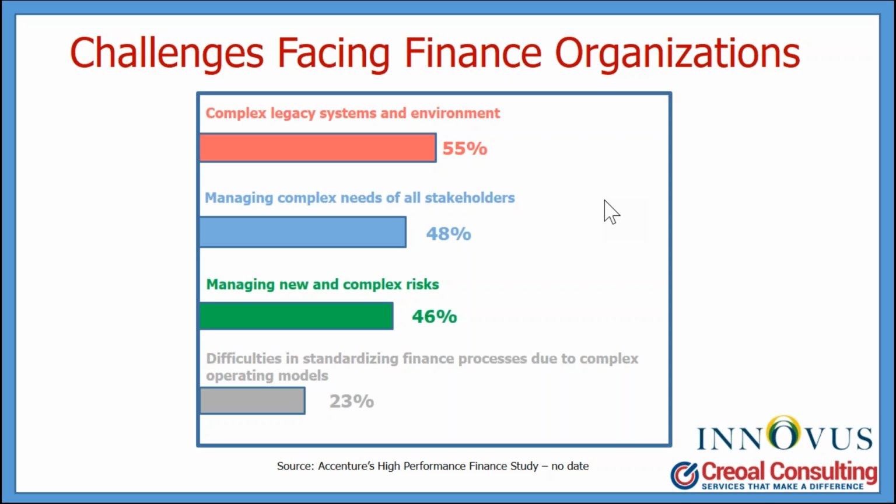They talked to some CFOs and some finance folks, and these are the 4 things that they all agreed were problematic: complex legacy systems, managing complex needs of their stakeholders, new and complex risks, and finally difficulties in standardizing finance processes. So pulling systems together using Excel spreadsheets, consolidating outside of your ERP system, and managing your close outside of your ERP system is a concern of most finance executives, and it is a problem. It's an issue that certainly slows your close down, increases audit risk, and makes reporting more difficult.